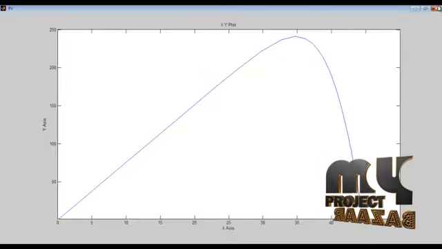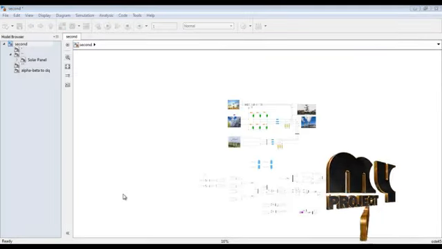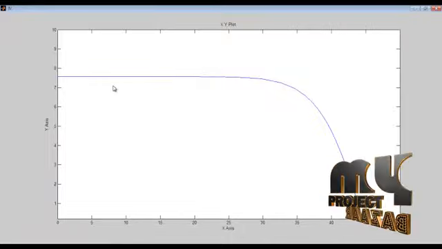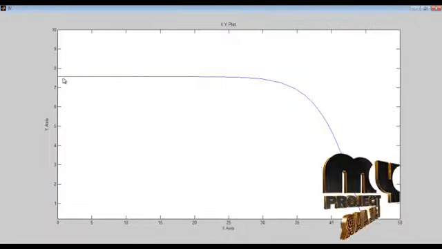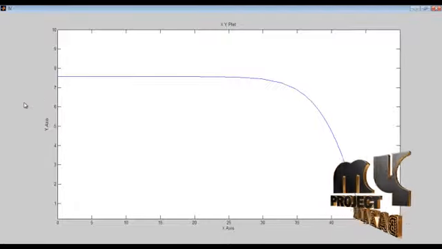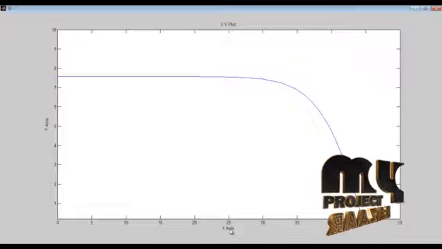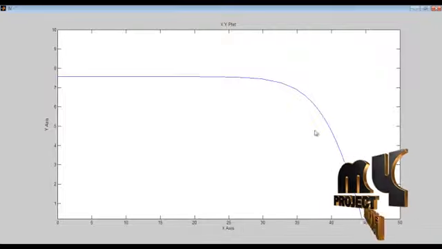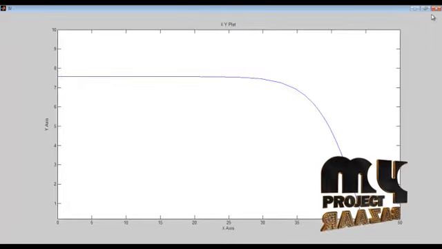Next we see the IV characteristics. This is the IV characteristics of our solar panel, where the current gradually decreases as the voltage increases. The x axis is voltage and the y axis is current. This is the corresponding waveform.